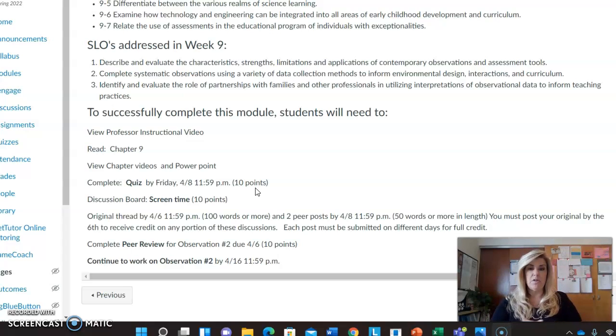And then each post must be submitted on different days for full credit. Okay, again, if you submit on Wednesday and Thursday, that's 2 different days. You want to make sure all 3, so the original is on one day and both peer posts are on a different day. And I think most of you have gotten the hang of that as well. So again, thank you for following the instructions.